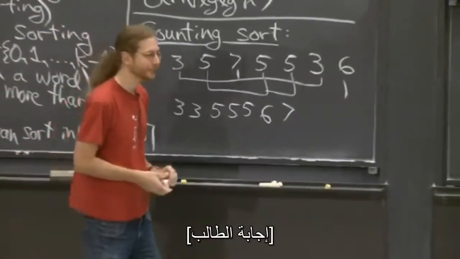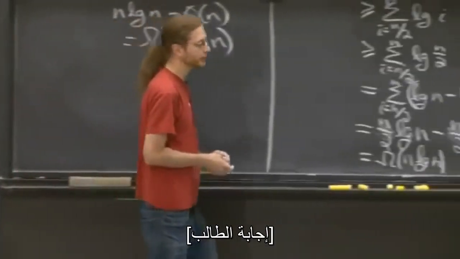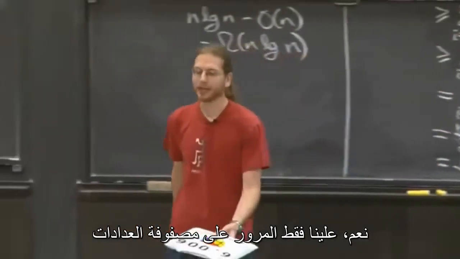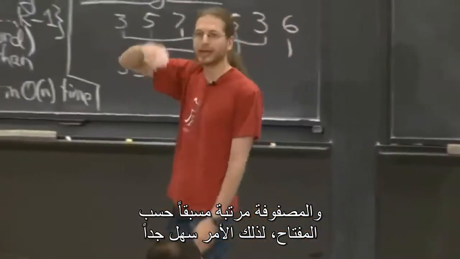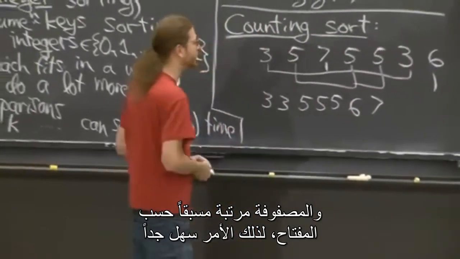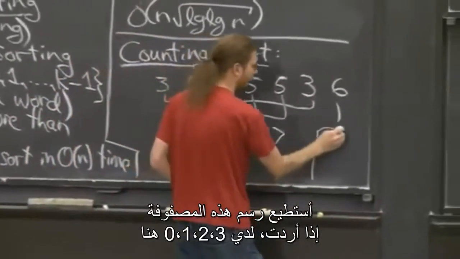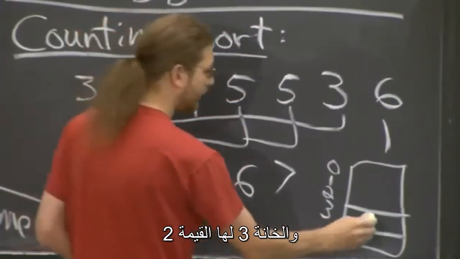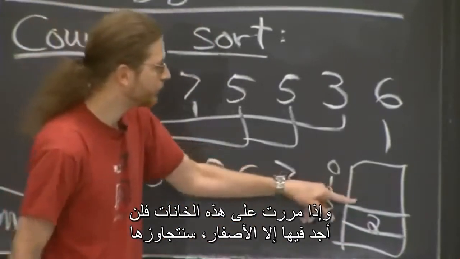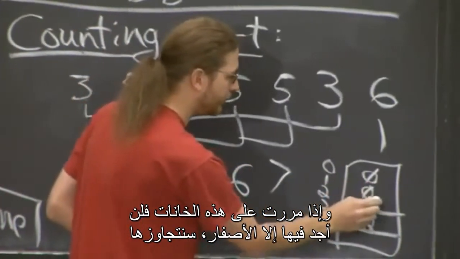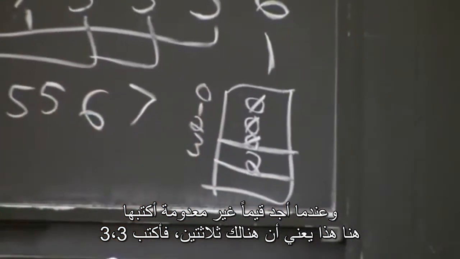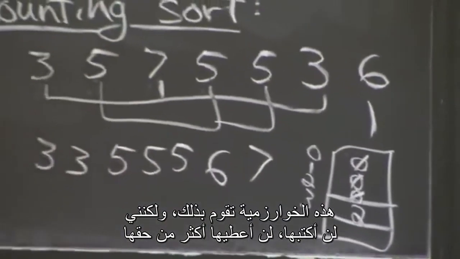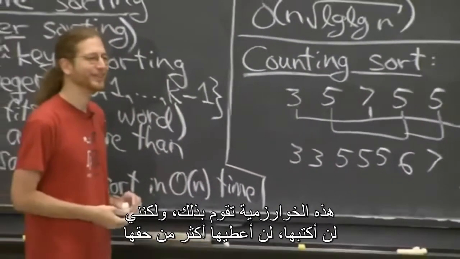Sure. You traverse the array of counters. Yeah, just traverse the array of counters, and the array is already written in order by key. So it's really easy. I could draw this array for you if you like. You've got 0, 1, 2, 3. Here's the 3 position. It ends up with the value 2. If I just go through, a lot of these will have zeros in them. Just skip those. When I find a non-zero entry, I write, oh, that means there's 2 3s there. So I write 3, 3. OK, that algorithm would work, but I'm not going to even write it down. Not even going to dignify it.